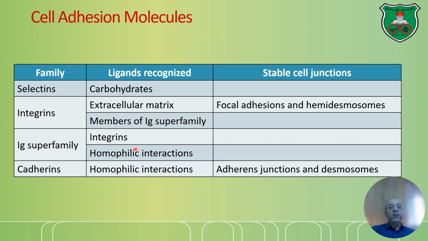And they can interact with each other with like proteins. That means they interact with a protein from the same family, the same type. And we have cadherins. Cadherins also do homophilic interactions. Now, integrins, we talked about before. They exist in focal adhesions and hemidesmosomes. And we talked about cadherins. They exist in adherens junctions and desmosomes. But let's talk about selectins first.